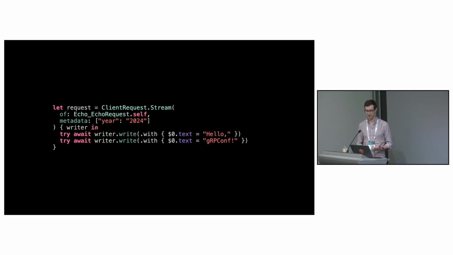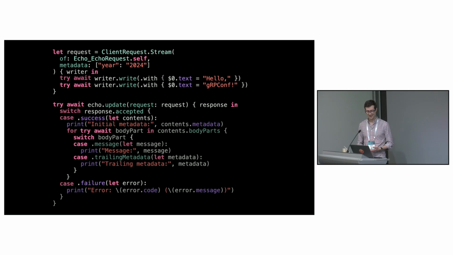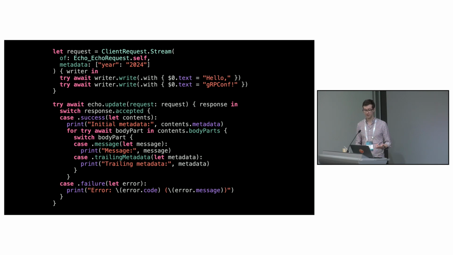The story is similar for bidirectional streaming RPCs. You create a streaming request which takes a closure to write messages. You then pass that to the method, which has a response handler where you can access every part of the stream. Any value returned from the closure is returned to the caller when the RPC finishes, by which point the caller knows that any associated resources must have been cleared up.